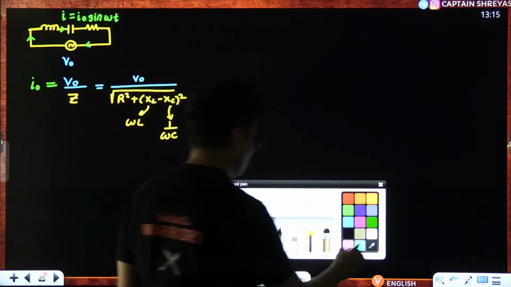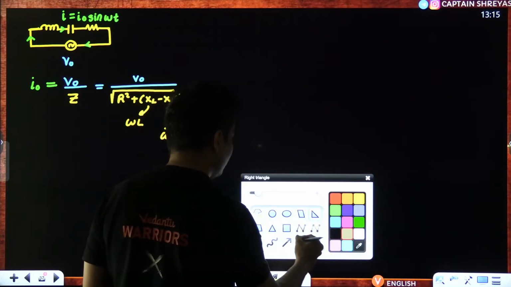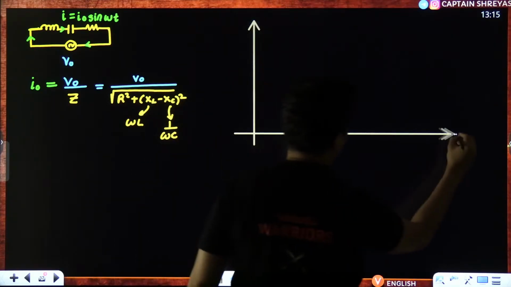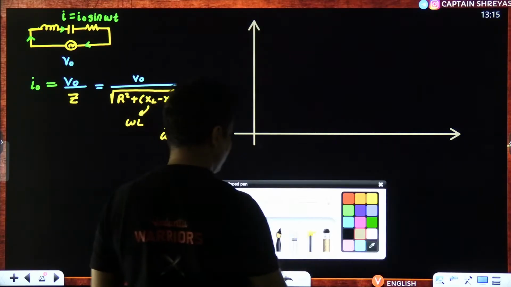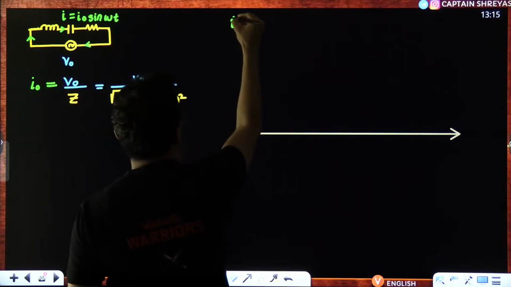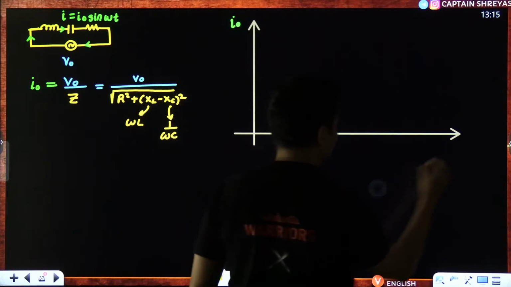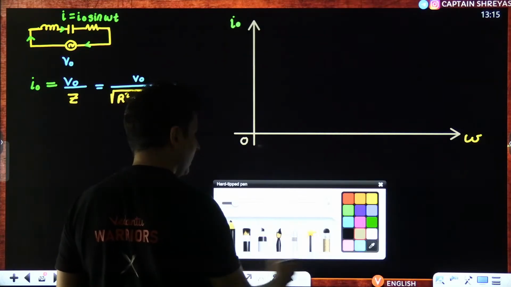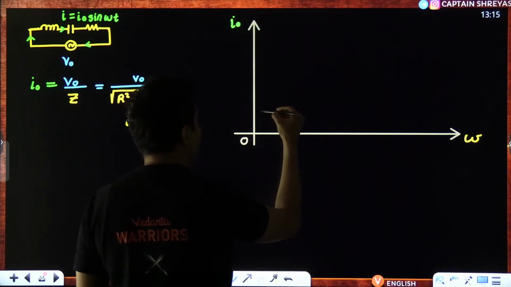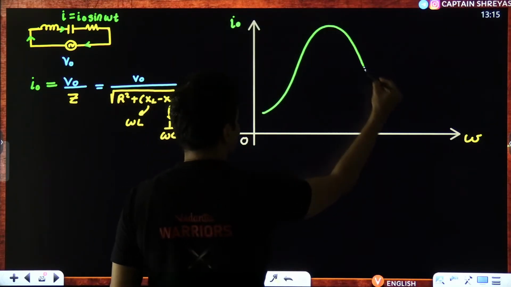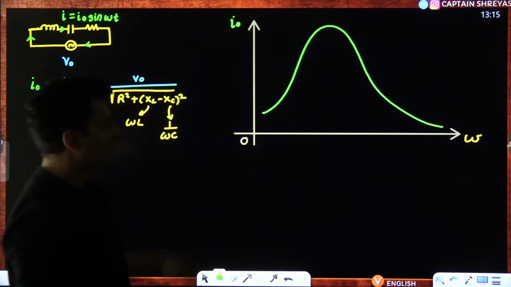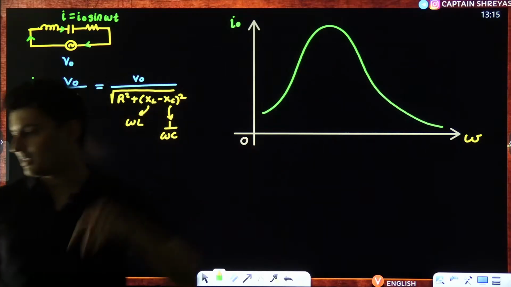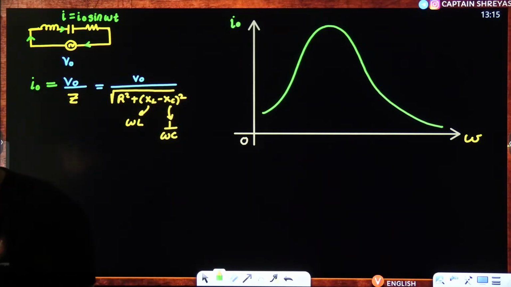So if you plot a graph now, this is very interesting. If you plot a graph of the current which you get versus the angular frequency, how will that graph look? That graph looks something like this. It is less initially, it goes up and then it again comes down. That is how the graph looks.